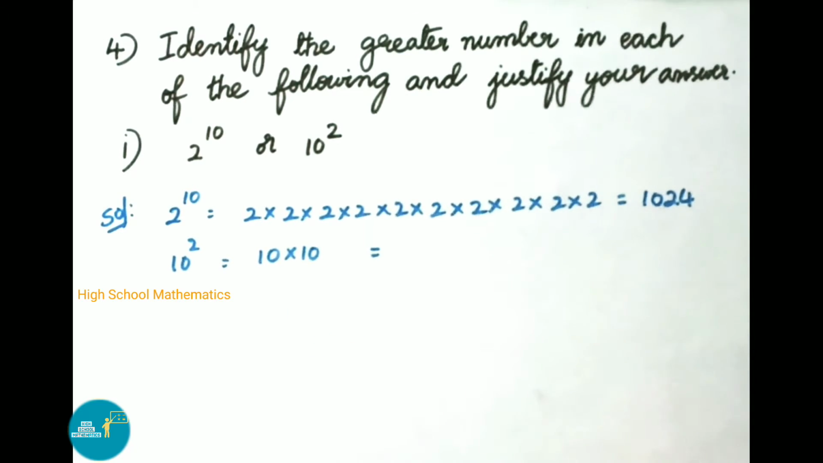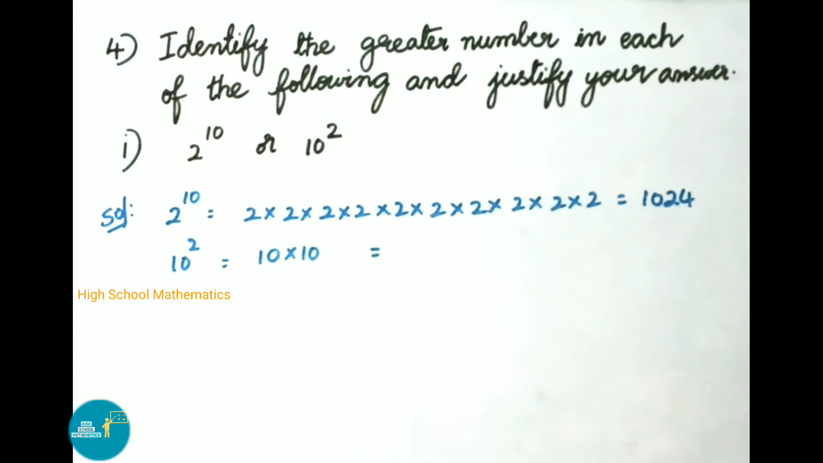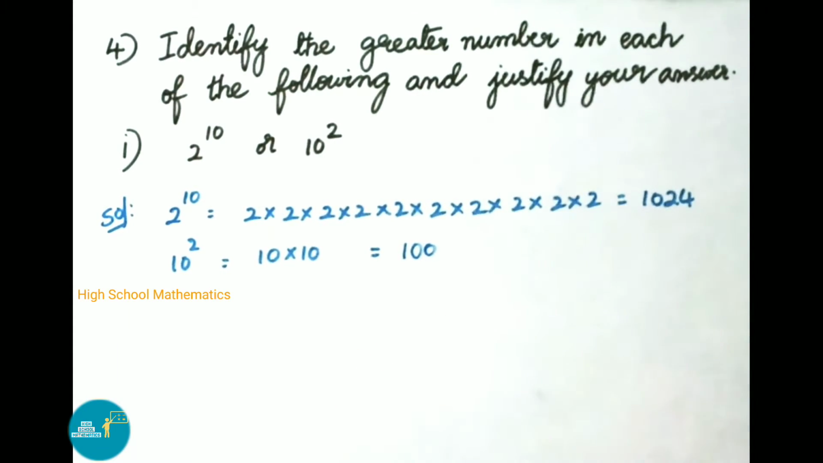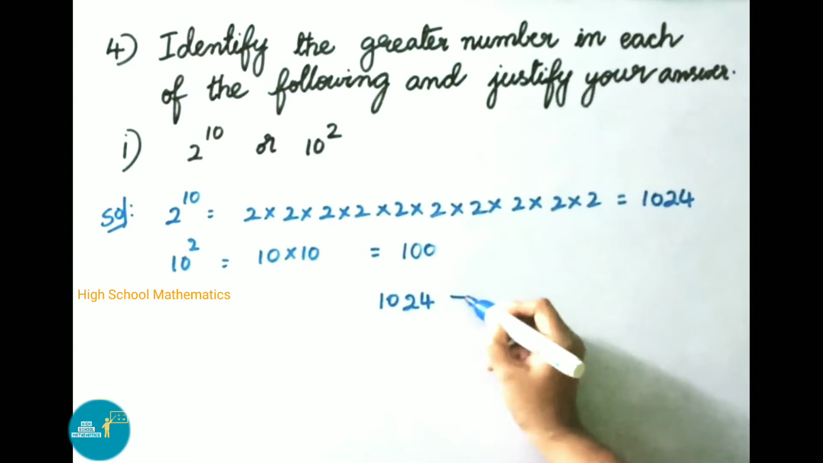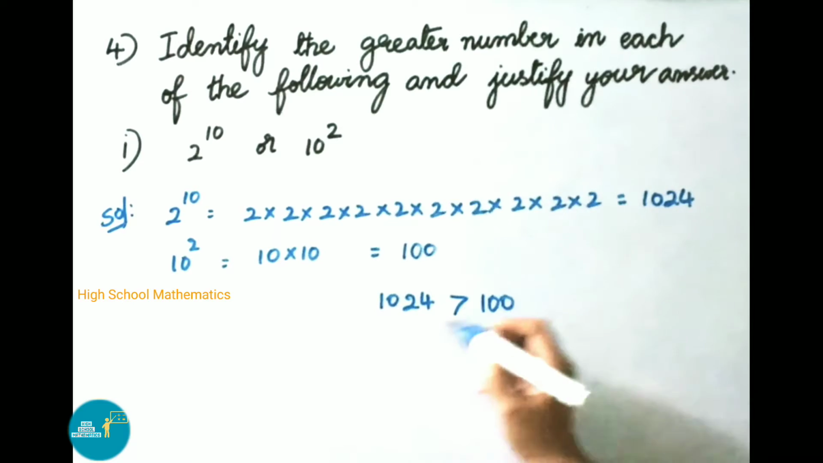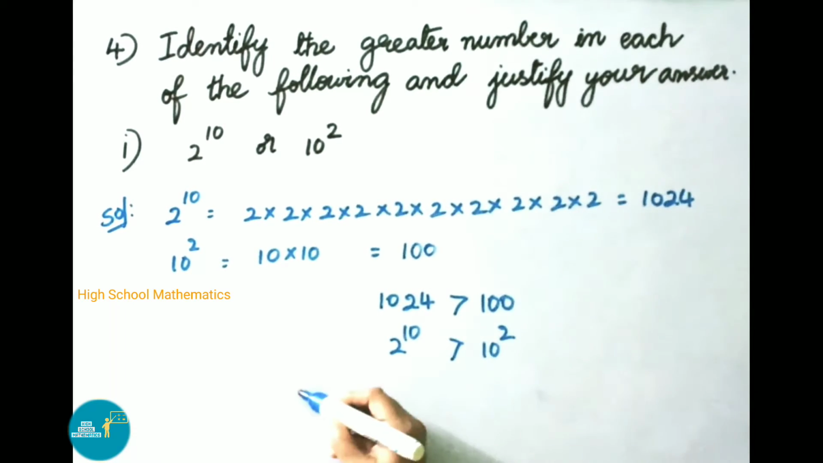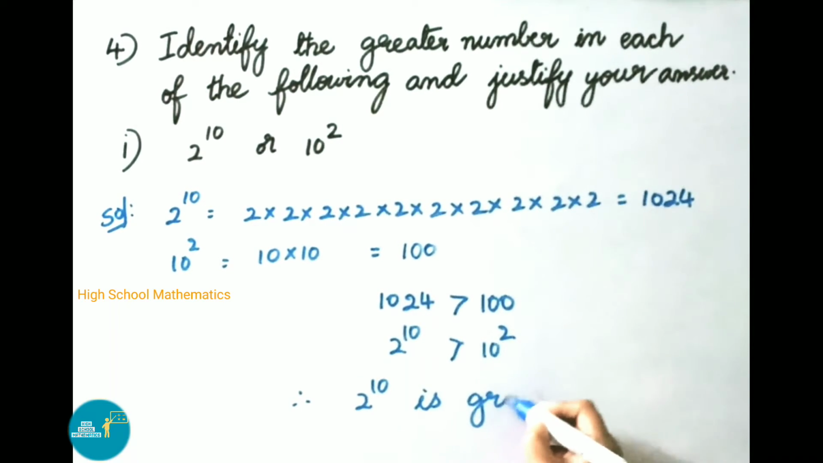See the next one, 10 power 2. That means 10 must be multiplied 2 times. 10 tens are 100. So observe these two values. Which one is greater? 1024 is greater than 100. That is, 2 power 10 is greater than 10 power 2. Therefore, 2 power 10 is greater.